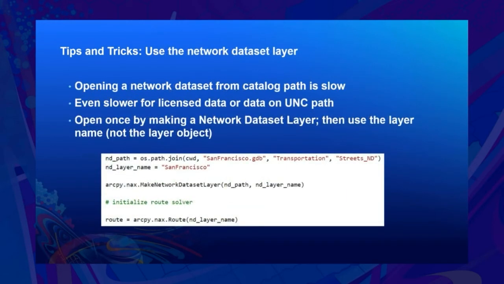This tip is for a performance improvement. You should use a network dataset layer instead of a catalog path to a network dataset in your script. If you use a catalog path, the script has to open the network dataset behind the scenes every time it references that catalog path, and this can be especially slow if you're using licensed data or data on a UNC path. If you instead use the Make Network Dataset Layer tool to open the network once and then pass in that layer by referring to its name in other tools that use the network dataset, that can give you a bit of a performance improvement. For example, if you run the getTravelModes function and then instantiate a solver object class, this would have to open the network dataset twice if you use a catalog path, but only once if you use a network dataset layer.